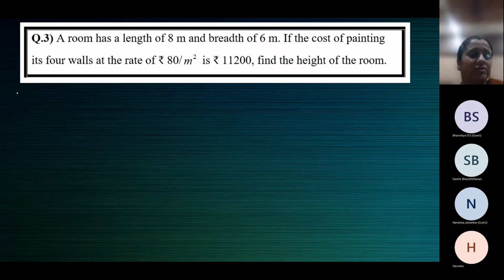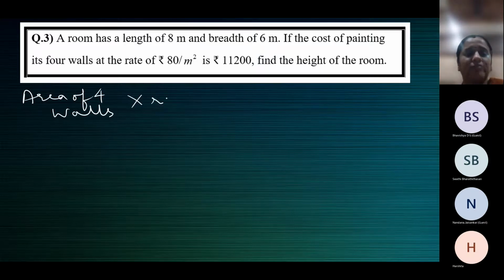Now, look at this. Whatever is the area of 4 walls. Why area of 4 walls? Because here only the 4 walls are painted. So area of 4 walls into the rate of painting will be the total cost of painting. I'll tell you why.